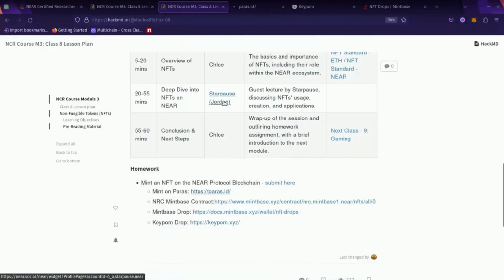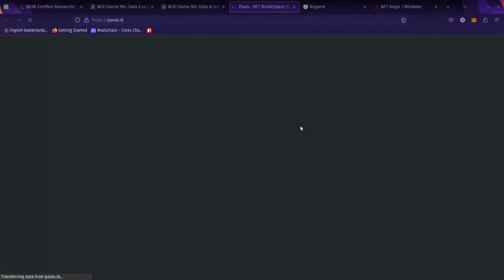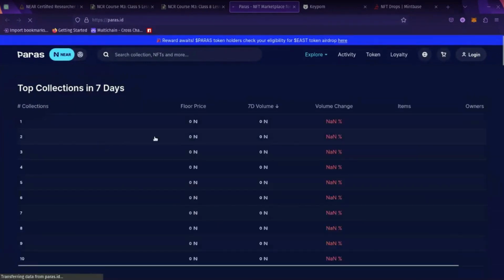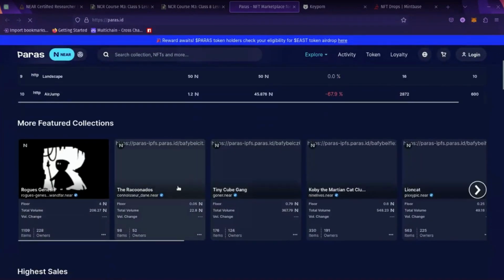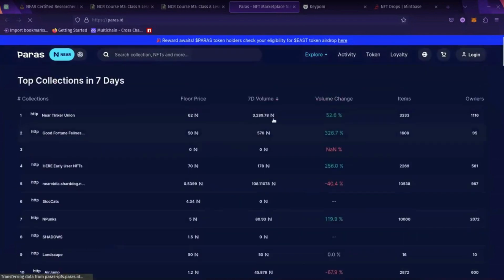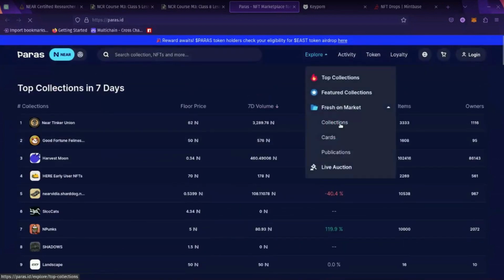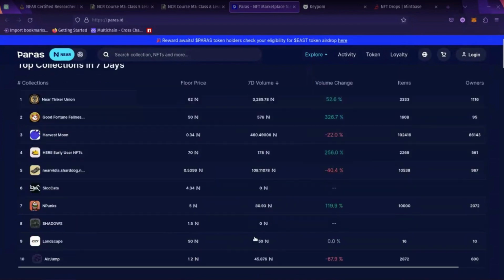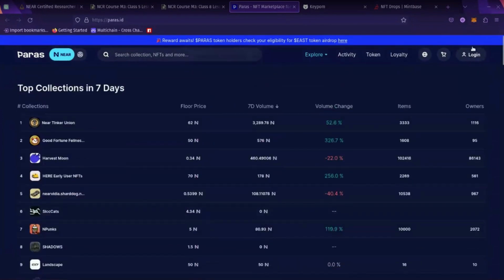You could also just go directly to paras.id. You can create a collection and you can mint right away that way. If you have questions about how to do this, you can ask for support in the chat, but it's relatively straightforward. You log in, you create a collection, and you create an NFT on top of it.